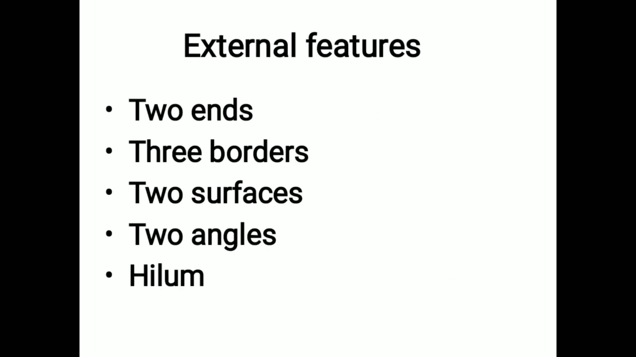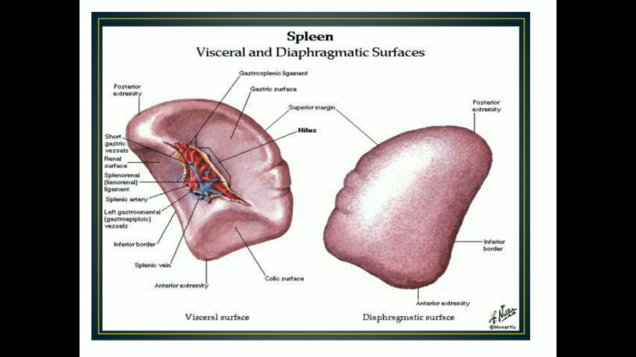See here, external features: 2 ends, 3 borders, 2 surfaces, 2 angles and the hilum. We have told the 2 ends, and this is the hilum of the spleen. The surfaces: this is the diaphragmatic surface, and this is the visceral surface. In the visceral surface there are some depressed areas, they are called relations, we will look into that. And the borders of the spleen are the superior border, inferior border and the intermediate border. There are 3 borders of the spleen.